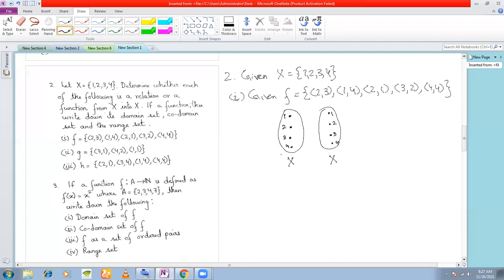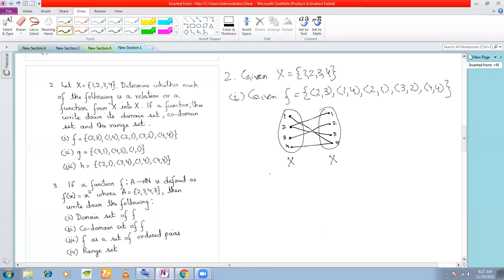Okay. So now if you see (2, 3) is an ordered pair. So 2 can be mapped to 3. (1, 4). (2, 1). (3, 2). (4, 4). See that each element in X has an image in X, right? Yes, sir. But the question is, is each element's image distinct?